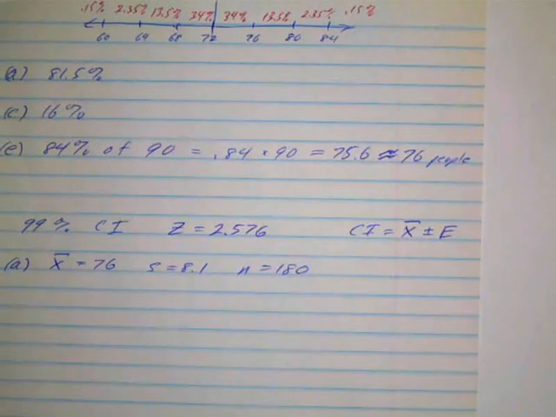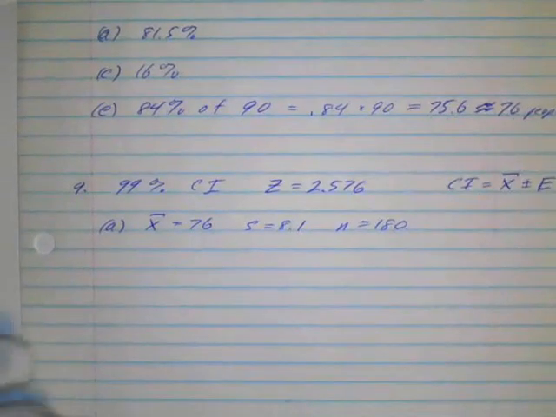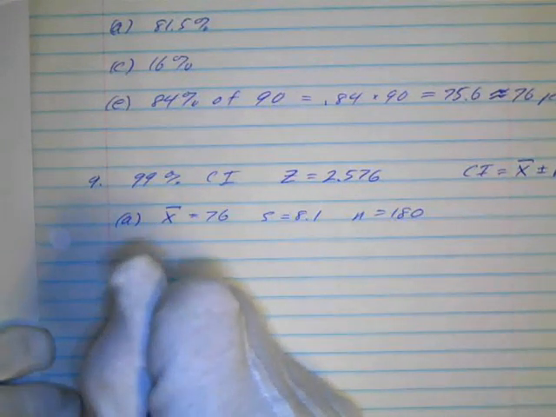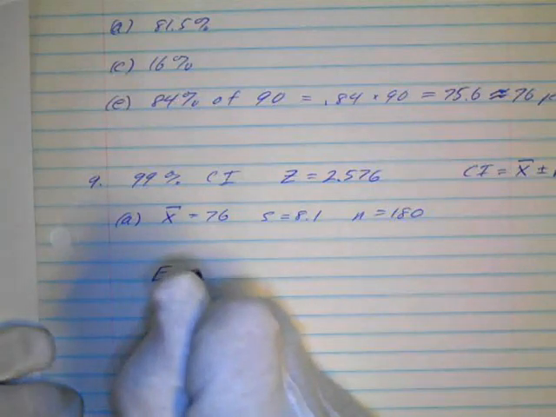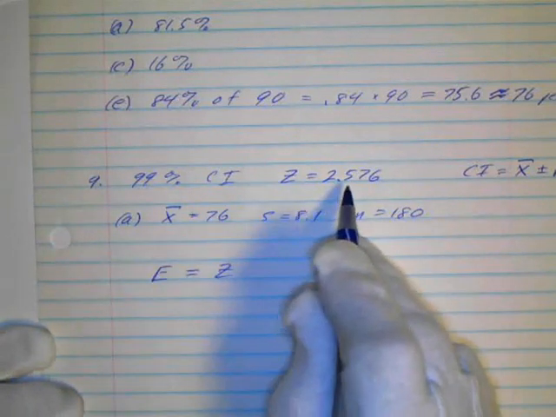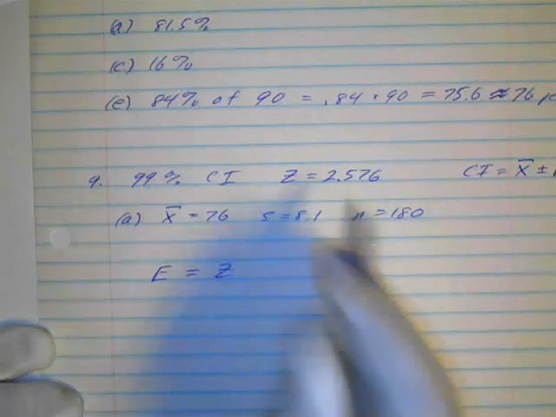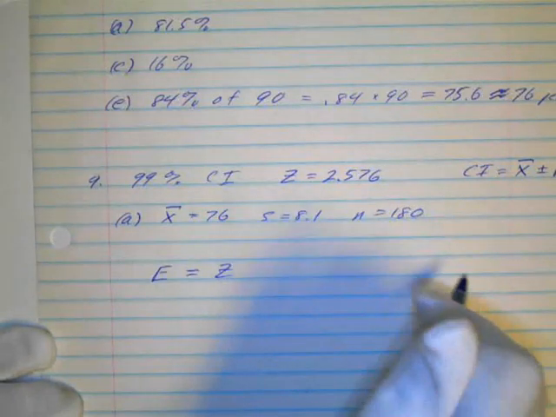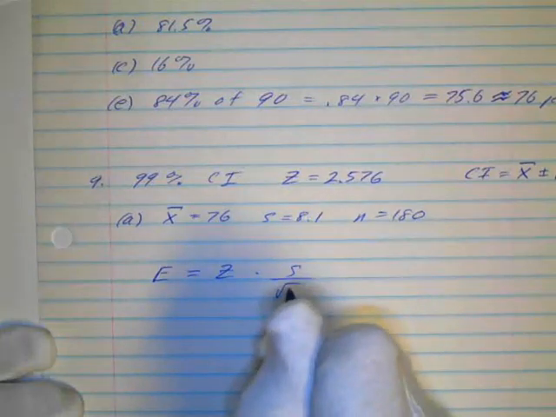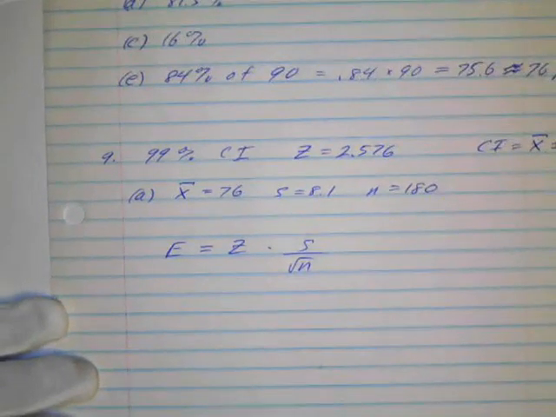So I have to find the error first, and we have that formula given to us on our notes. So my error is going to be equal to z, and in this case, this is what I'm going to use for z. That depends on what you're going to use for z, times s over the square root of n. That's going to give me the error.